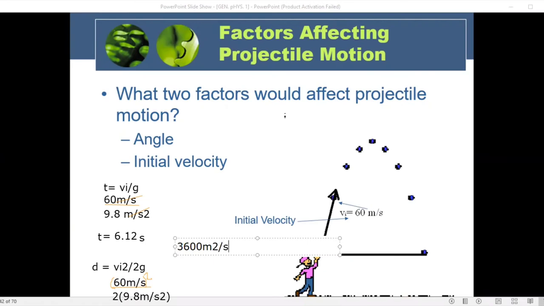Three thousand six hundred meter squared per second squared, over 2 times 9.8 equals 19.6 meters per second squared.